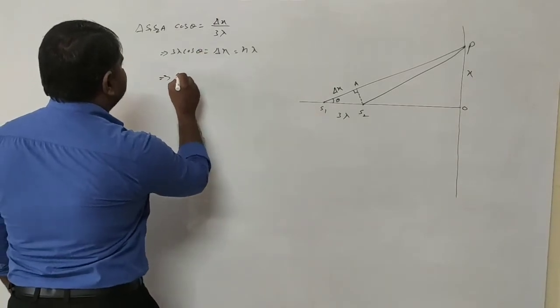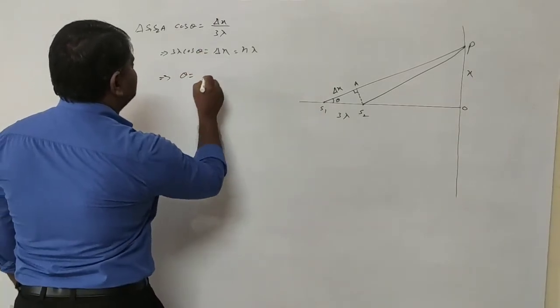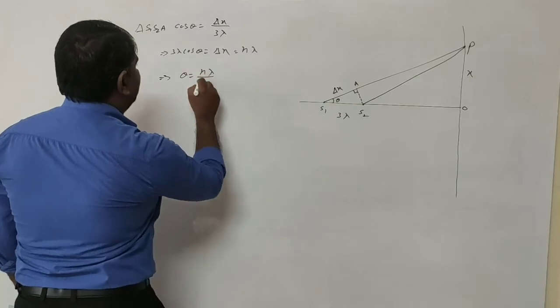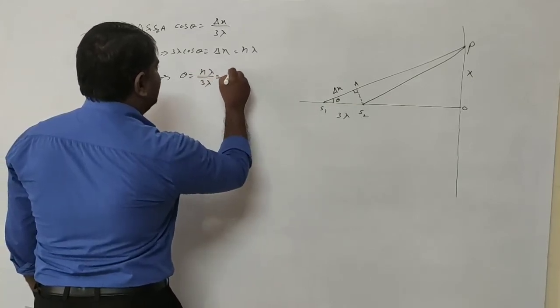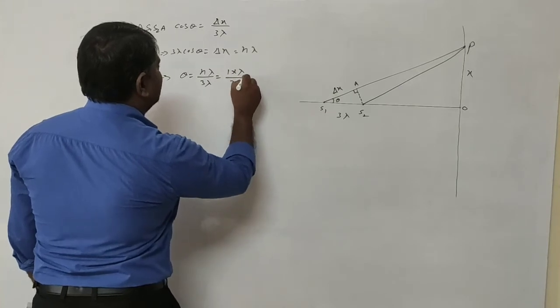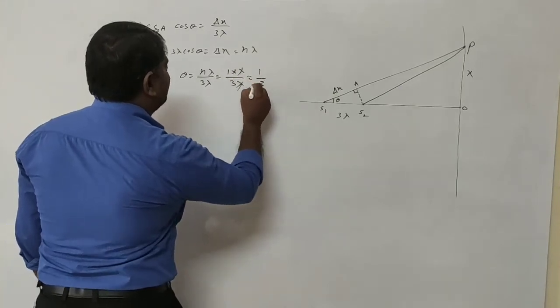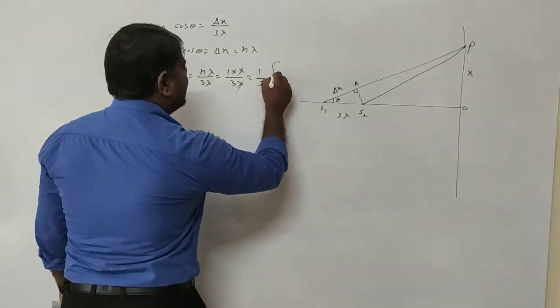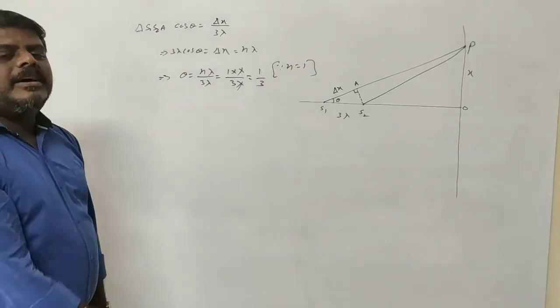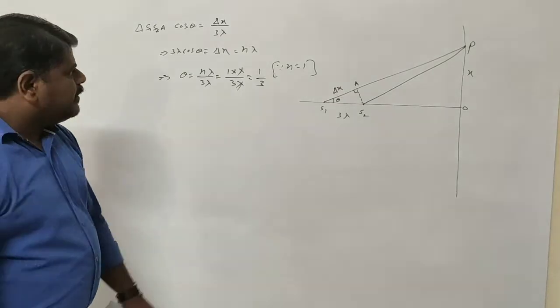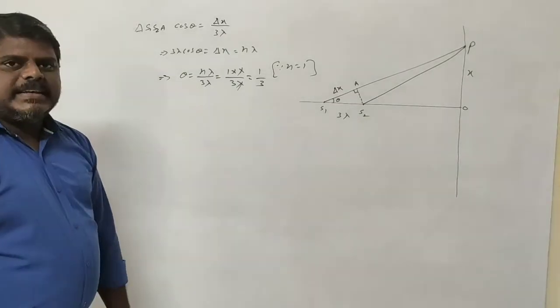It can be written as theta equals n lambda by 3 lambda, that is, n equals 1, so 1 into lambda by 3 lambda. Lambda will cancel, so you are going to get 1 by 3. In the bracket, write down: since n equals 1, because it is the first bright band, this is only the minimum distance of the bright band. Okay, theta equals 1 by 3.